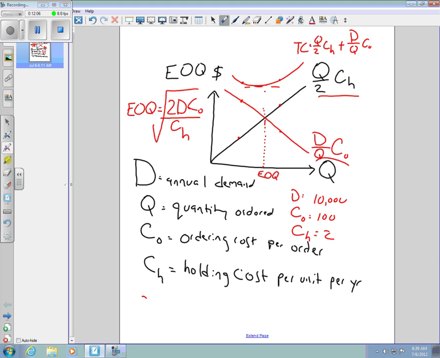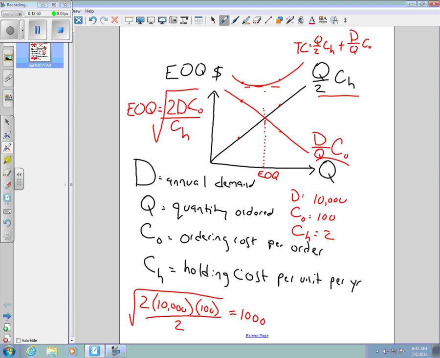Well, it would be 2 times 10,000 times 100 over 2, take the square root of that, and that's 2 million over 2, a million, the square root of a million. So let's pause and calculate that. Okay, and the square root of a million, I should have realized you can do that in your head. The square root of a million is just 1,000. So in this situation, we would order in quantities of 1,000 at a time.